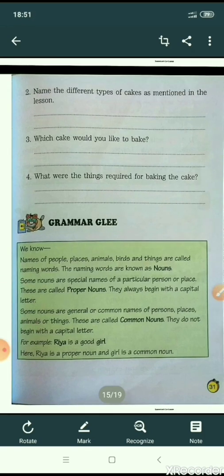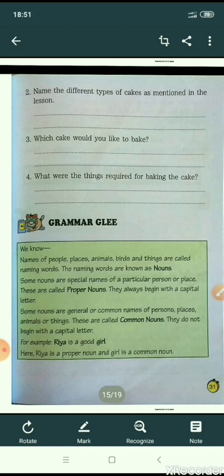Children, we know names of people, places, animals, birds, and things are called naming words. The naming words are known as nouns. Some nouns are special names of a particular person or place. These are called proper nouns. They always begin with a capital letter. Children, proper nouns are names of a particular person, place, or thing. For example, Madan, Delhi, Diwali, January, etc. They are particular names.